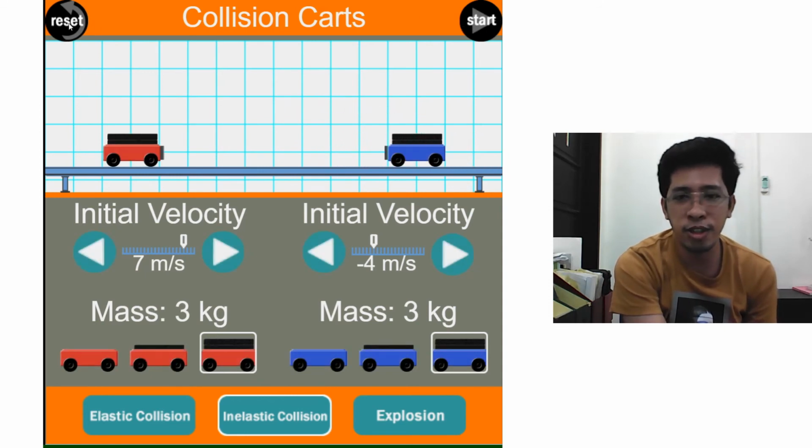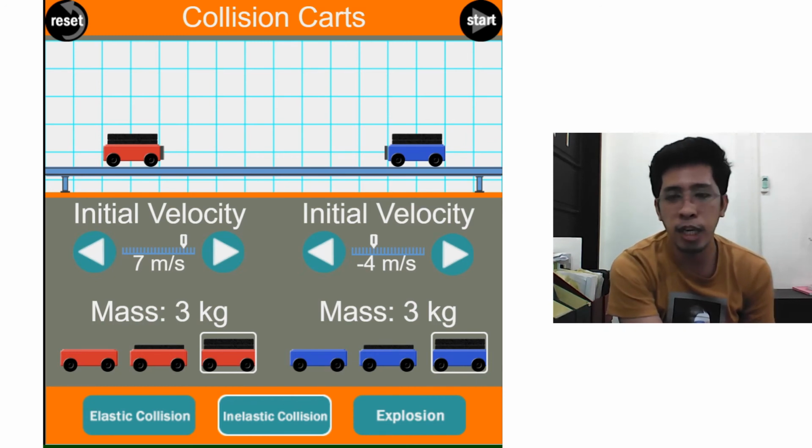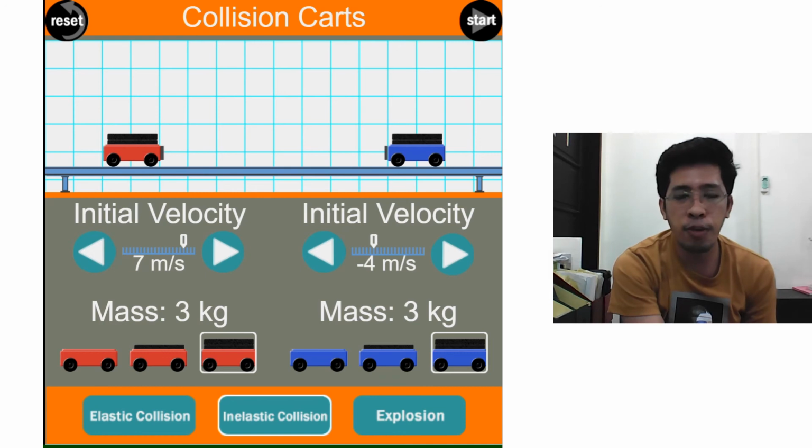So these are your elastic collision and inelastic collision. In your inelastic collision, we mimic a perfectly inelastic collision. There will be a lab activity for this one, in which you're going to explore more about your collision carts.